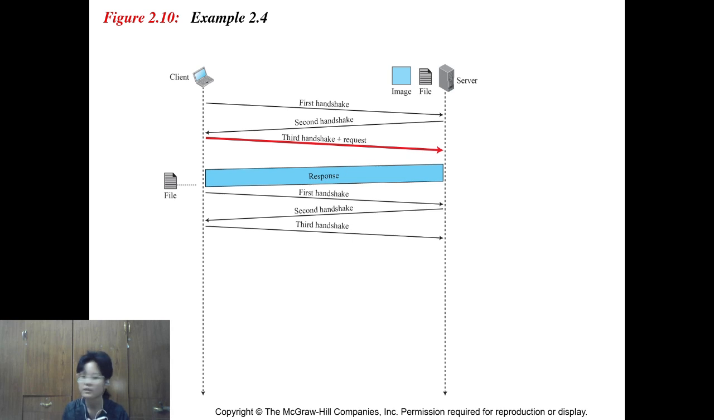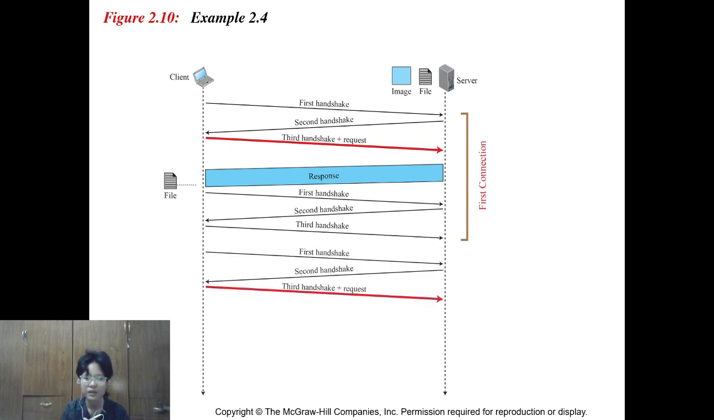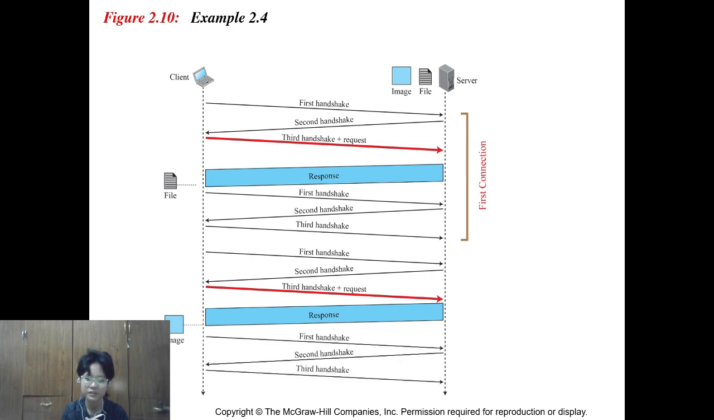Then it loops again, and this connection, we call the first connection, and another loop. You can see we will get an image in the second connection.